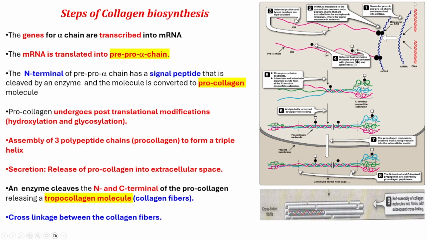So here I have my DNA for my alpha chain for collagen. We're going to have transcription producing messenger RNA. Then this messenger RNA will be read by the ribosomes, here, the black ones. And you see here, these are the proteins of collagen, all right? So this protein is called pre-pro-alpha chain, okay? Pre-pro-alpha chain.